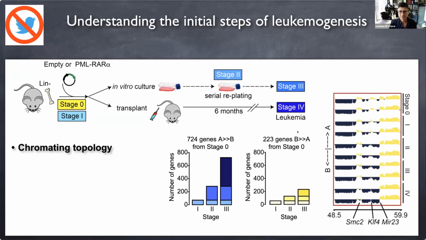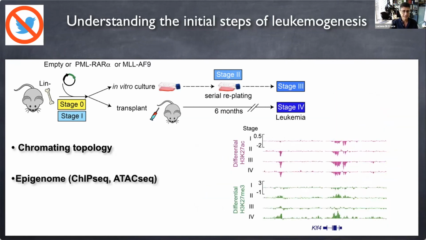Now you can see some examples here. The active compartment is the one in yellow. This is the region of KL4, coisin, and MIR23, all genes which are very important for proper hematopoietic differentiation, which are in this mixed compartment, part inactive, part active. You can see the black and the yellow. But over time, from stage 0, 1, 2, 3, to 4, all of these become repressed, all moved into the B compartment.